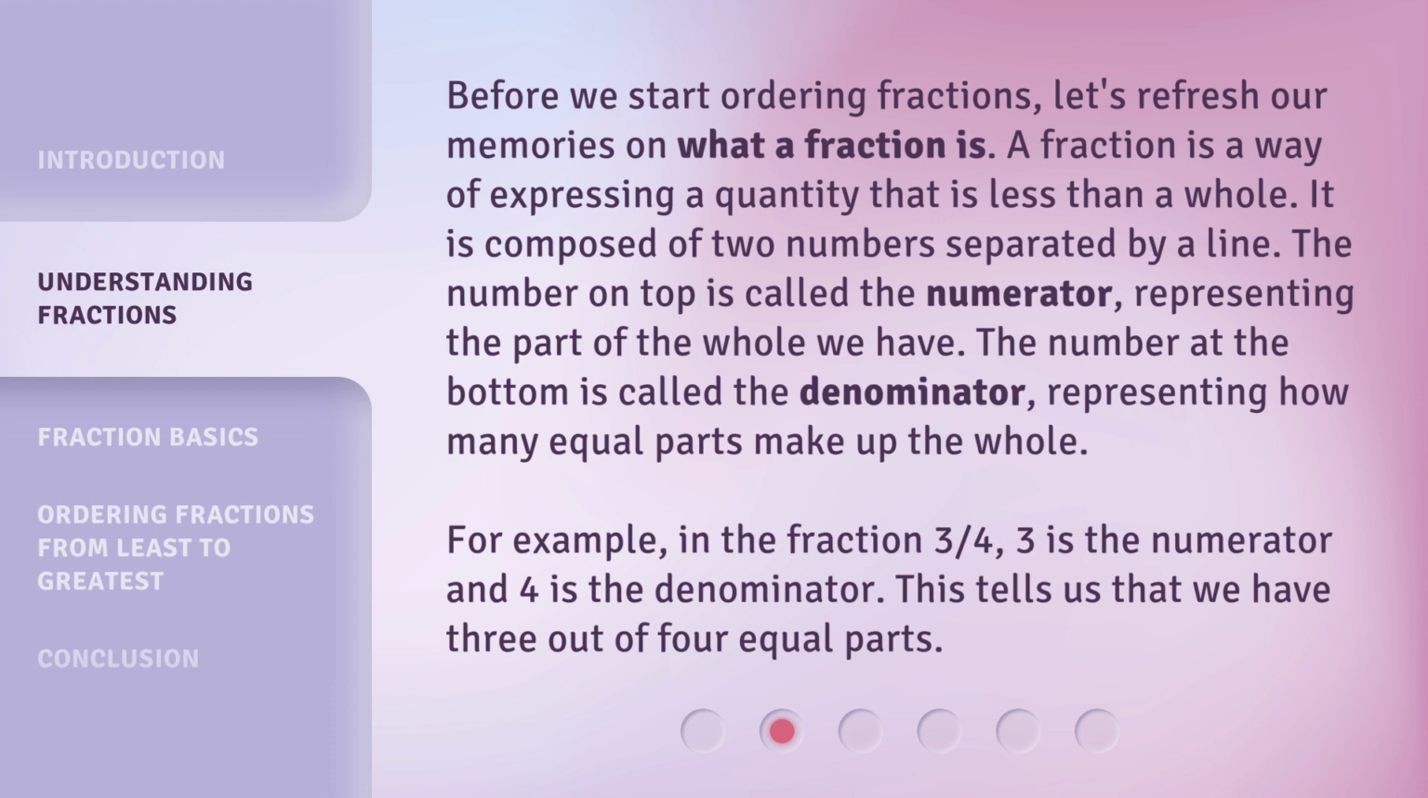Before we start ordering fractions, let's refresh our memories on what a fraction is. A fraction is a way of expressing a quantity that is less than a whole. It is composed of two numbers separated by a line. The number on top is called the numerator, representing the part of the whole we have. The number at the bottom is called the denominator, representing how many equal parts make up the whole.